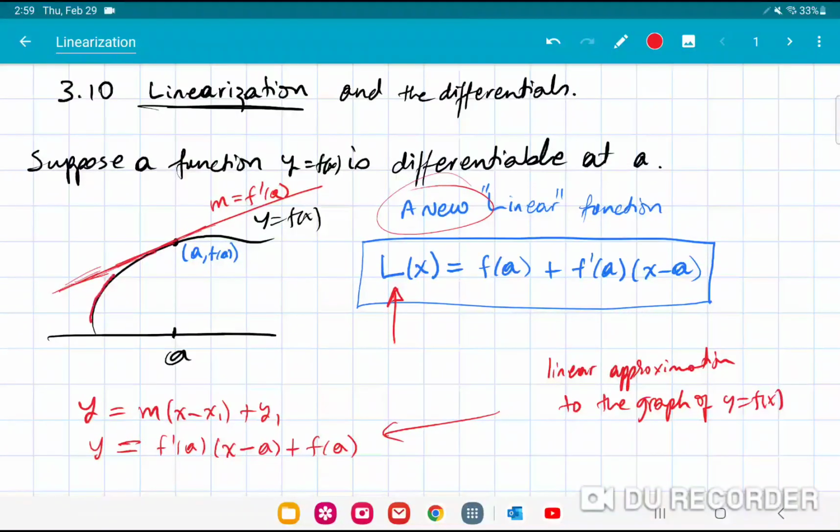So this is the graph of y equals f of x, and this is that tangent line, and around x equals a, if you zoom in, the two look alike. That's the best linear approximation to the graph of the function.